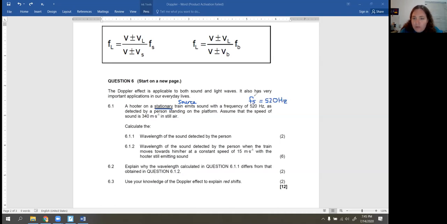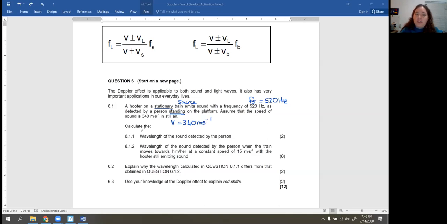I find that when I read through this, I immediately try to identify all of the variables that we've got up here, and I actually write them so that I can see them. As detected by a person standing on the platform. Standing implies stationary. Please remember that if somebody's standing, they're not likely to be standing and moving. Standing is stationary. You can assume that the speed of sound is 340 meters per second in still air. That is your value of V, your speed of the wave through the medium. So that is 340 meters per second.